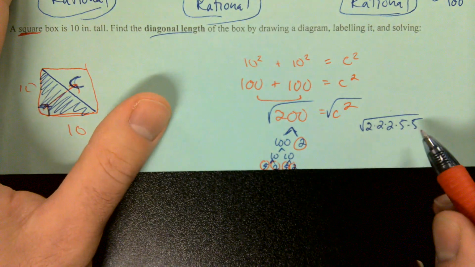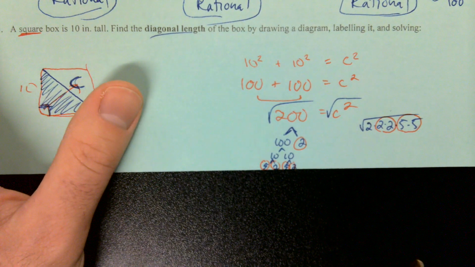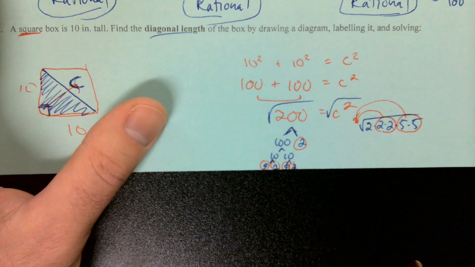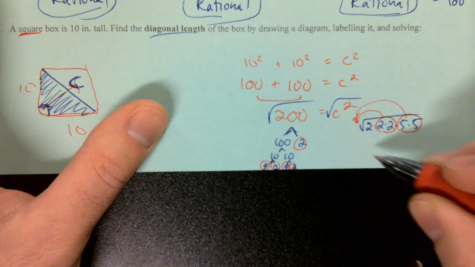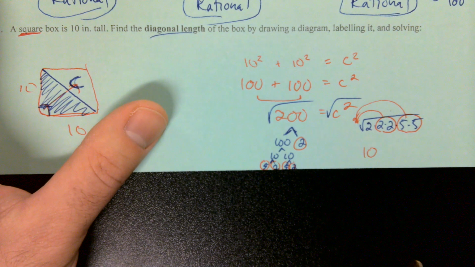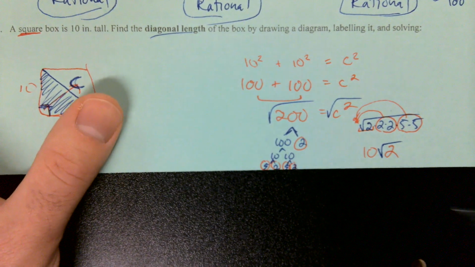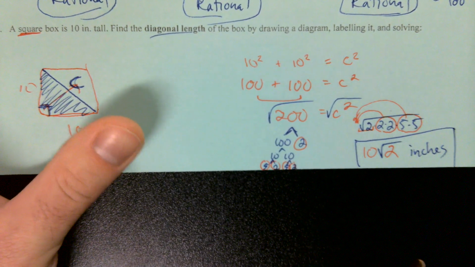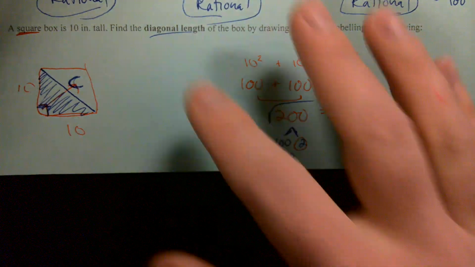Is there any pairs I can circle up here? A pair of 2s and a pair of 5s. Don't forget the pair of 5s. We bring those both out and multiply them. So what do we have in front now? 2 times 5, 10. What do we have left over? A single 2. 10 root 2 what? Inches. 10 root 2 inches.